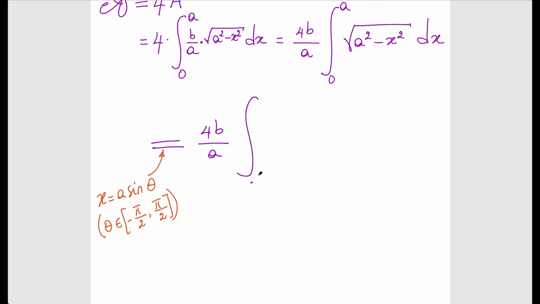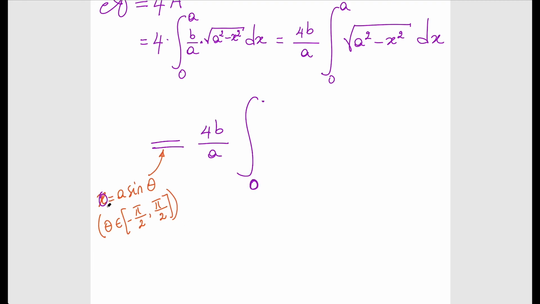Definite integral. What are the bounds now with the new variable? If x is 0, this means that sine theta is 0, because the product between a and sine theta is 0, and a is a positive entity. We talked about it above. So if x is 0, this means sine theta is 0. And what's the theta in this interval that makes sine theta 0? It's the 0, right?